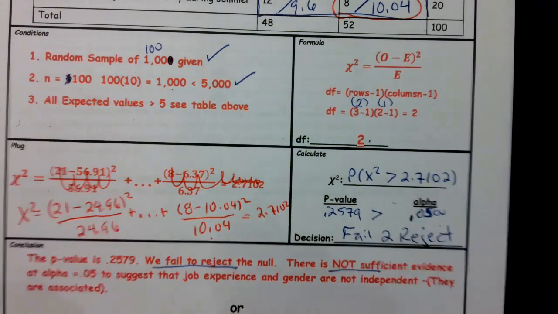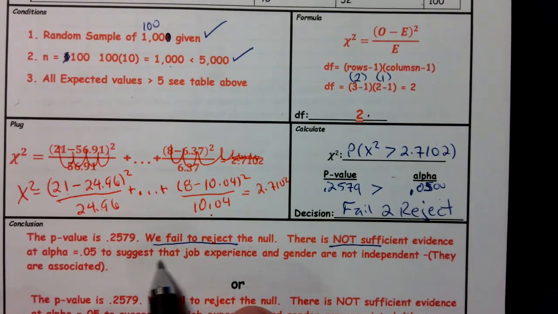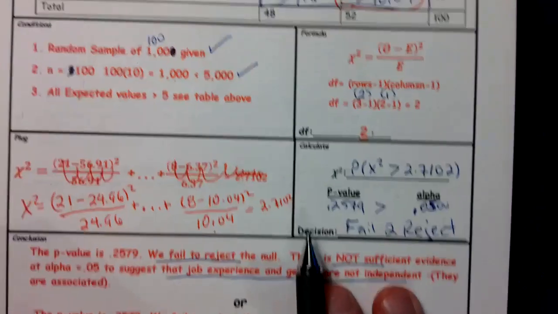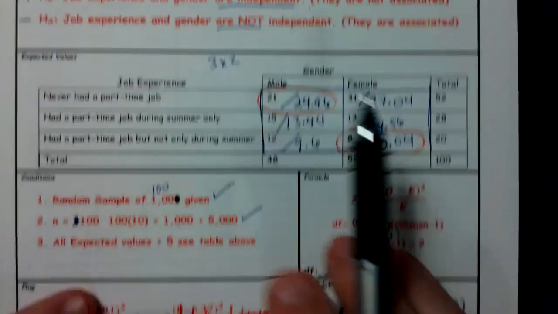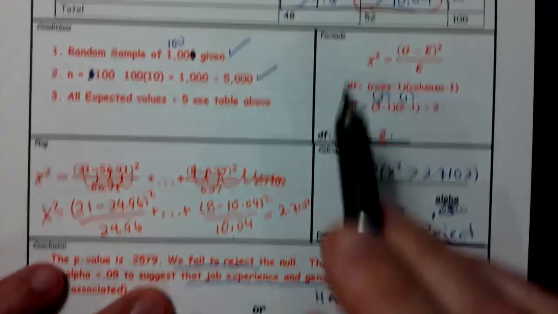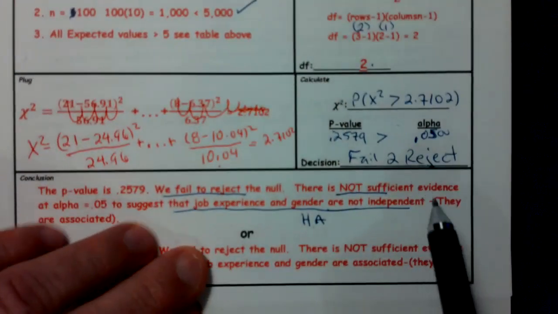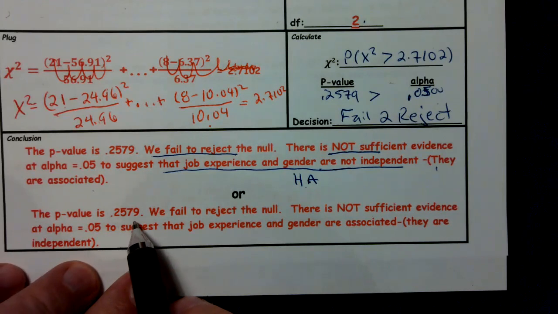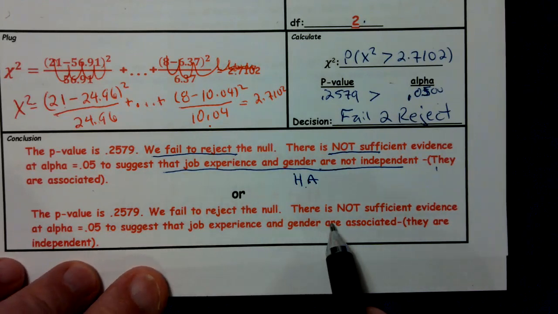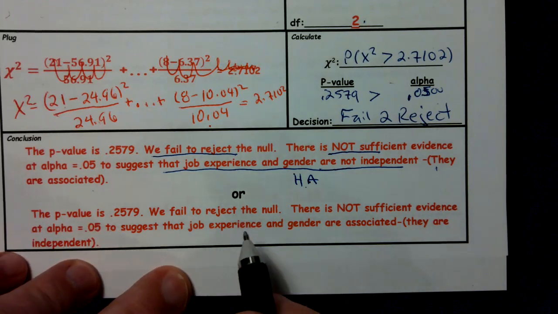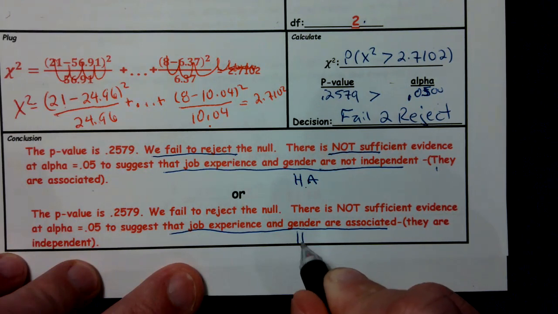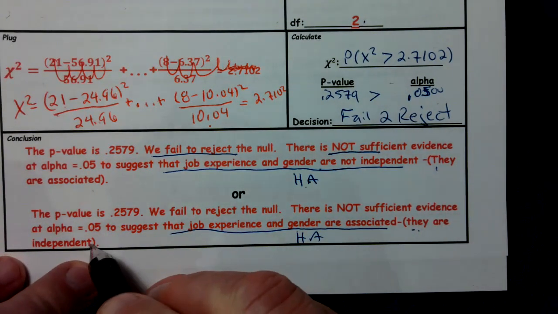There is not sufficient, we don't have enough evidence at alpha equal 0.05 to suggest that job experience and gender are not independent. Please remember, this always comes from the restatement of the alternative hypothesis. So let's look at it. Job experience and gender are not independent. Oh, that's what we have. Matter of fact, we said they are associated, and right here, they are associated. Alternatively, you could have said the p-value is 0.2579. We failed to reject the null. There is not sufficient evidence at alpha equal 0.05 to suggest that job experience and gender are associated. Once again, that's just a restatement of the HA, which means they are not independent.